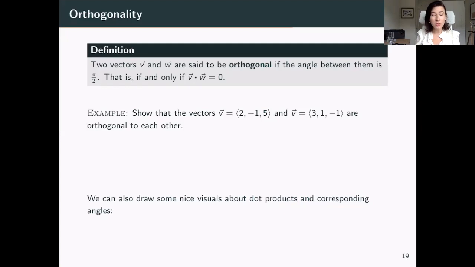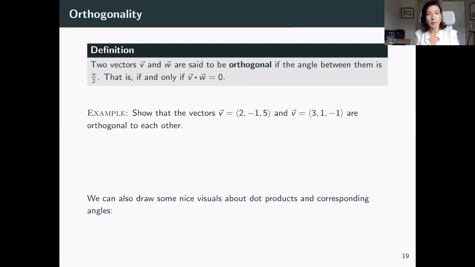So we say that two vectors are orthogonal, or really just perpendicular, if the angle between them is pi over 2, i.e. 90 degrees. Then we can relate this to the dot product. How? Well, we know that if those two vectors are going to be perpendicular, then that is going to happen if and only if the dot product is equal to 0.